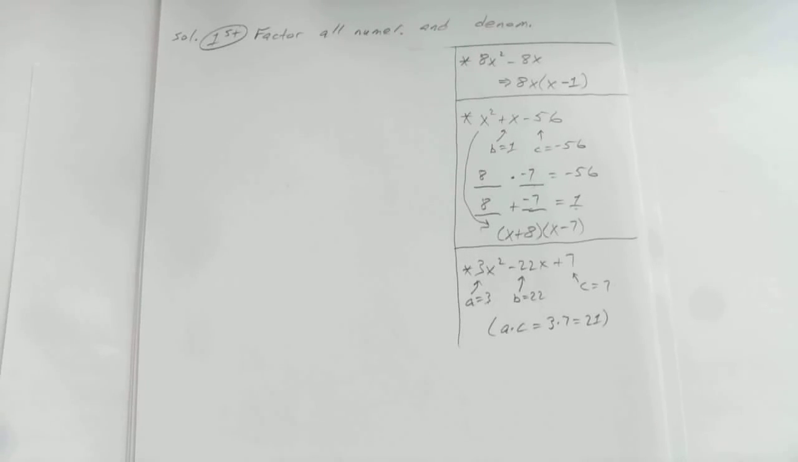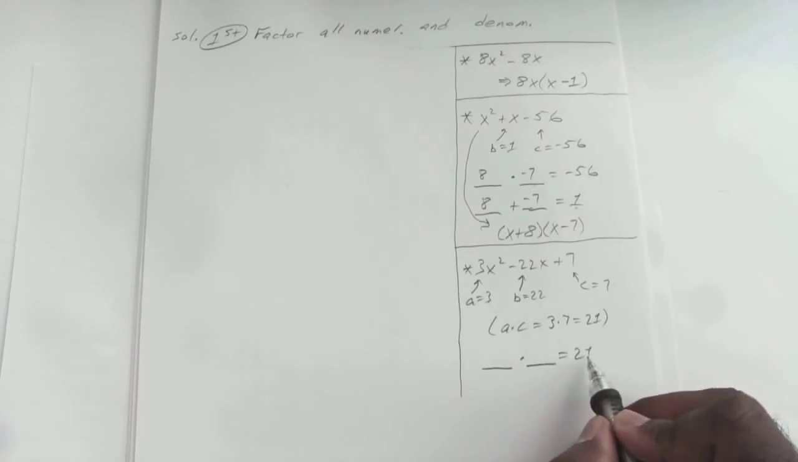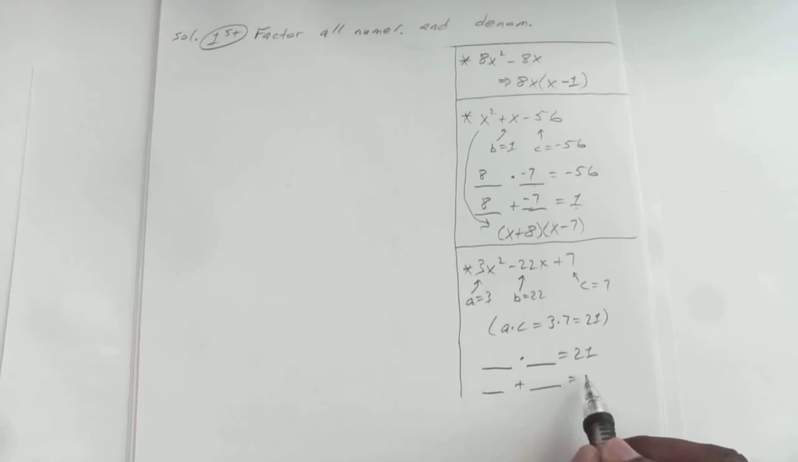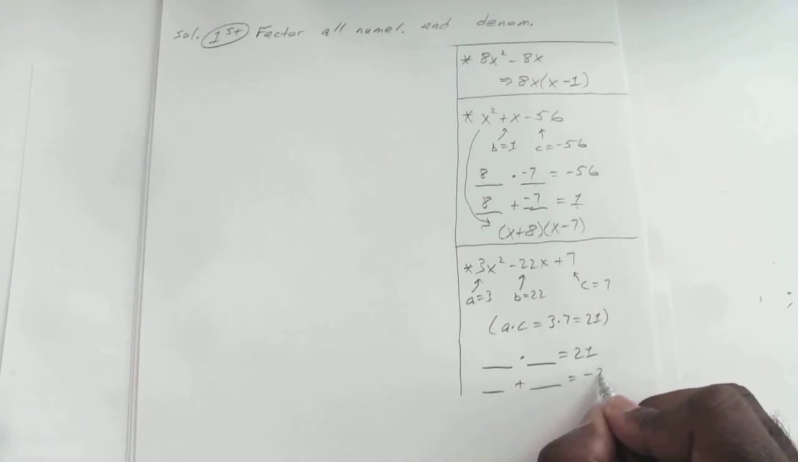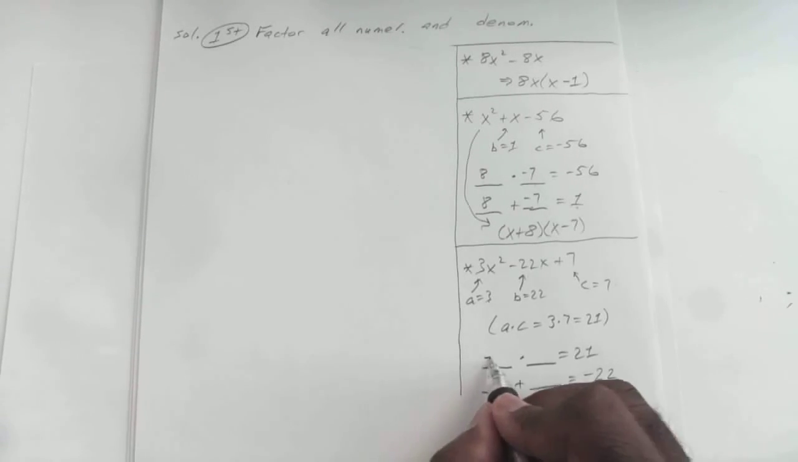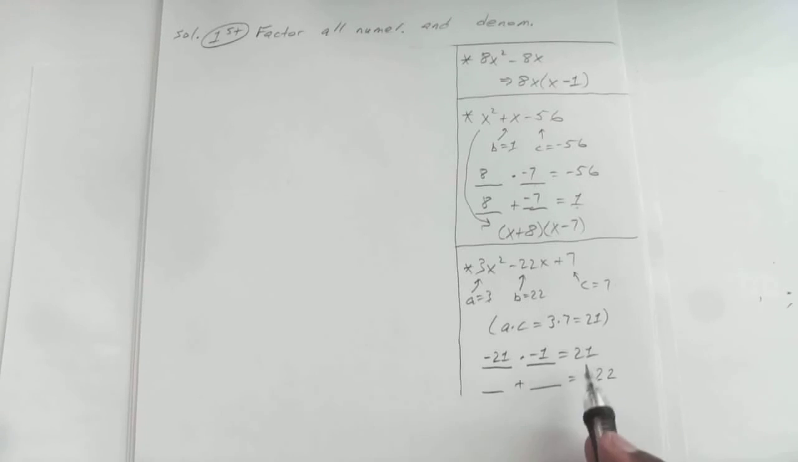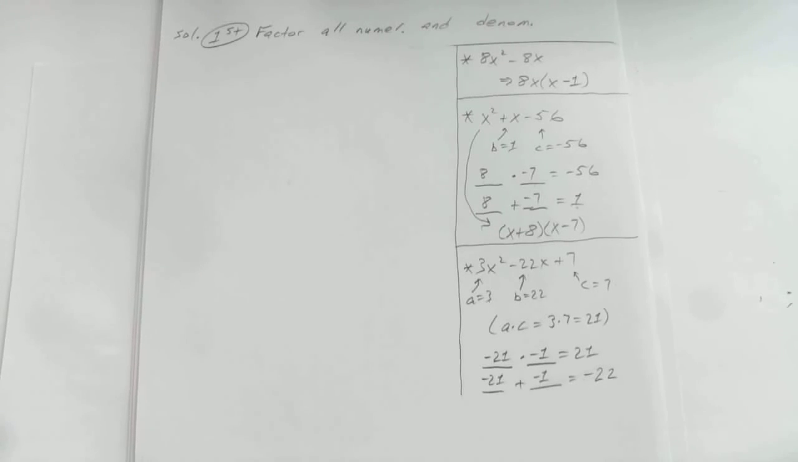Okay. So now we have to find two numbers that multiply to give us our 21, and those same two numbers add to give us our b in this case, which is negative 22. So two numbers that multiply to equal 21, those same two numbers add to equal, oh, negative 22. Okay. Now in this case, you can use negative 21 and negative 1. So negative 21 times negative 1 is positive 21, and negative 21 plus negative 1 is negative 22.